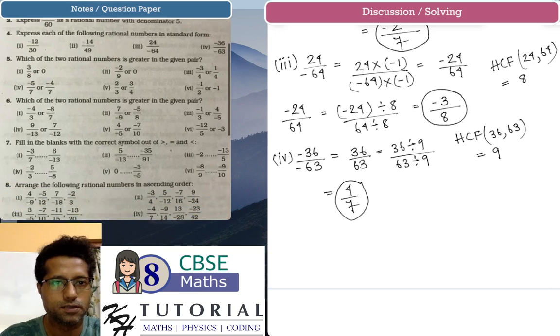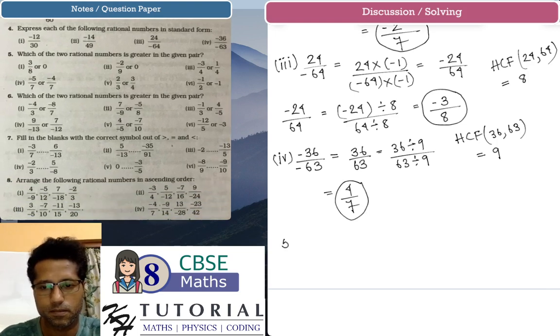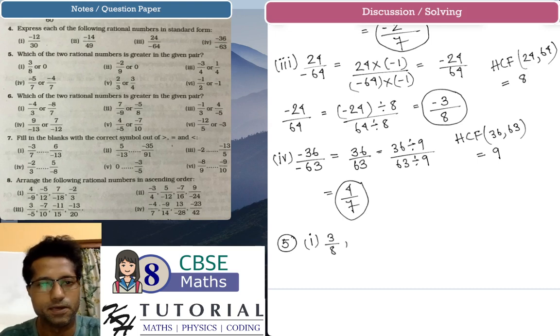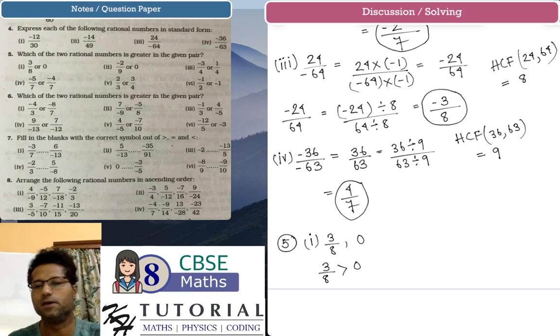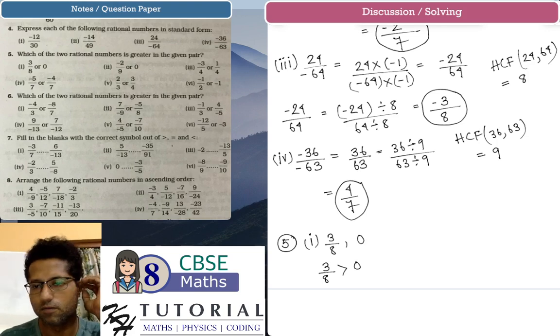Let's do question number 5. Question number 5 says, which of the two rational numbers is greater in the given pair? So first, the given pair of rational numbers are 3 by 8 and 0. Now clearly we can say that 3 by 8 is greater than 0, because we know that 3 by 8 is a positive rational number and all positive rational numbers are greater than 0.